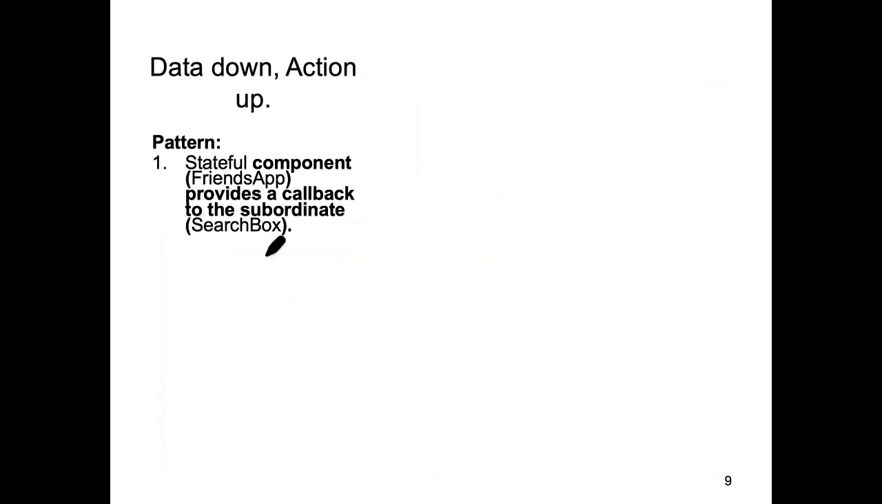So the pattern is you've got a stateful component, in our case the friends app component. It provides a callback to the subordinate, which is our search box, and the subordinate invokes it whenever the actual user event occurs.